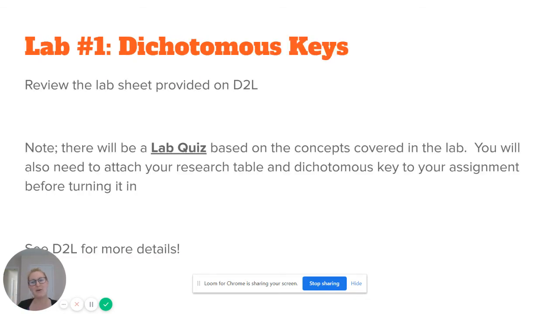And I'm going to go on a little bit here to show you about the lab. So you're going to find the lab sheets on D2L. I'm going to show you where that is in just a second. There's also going to be what I call a lab quiz. So it's just a short little Google form, which is to determine if you actually understand the content of the lab.